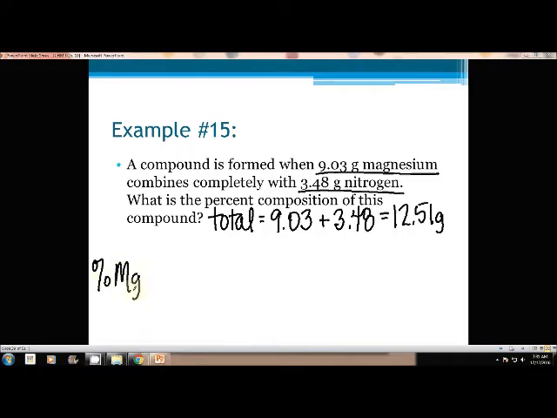So for the percent magnesium, we are going to put our total on the bottom, the 12.51 that we just solved for, and on top we put the mass of magnesium, which is 9.03. And then times by 100. So the percent of magnesium is 72.2%.